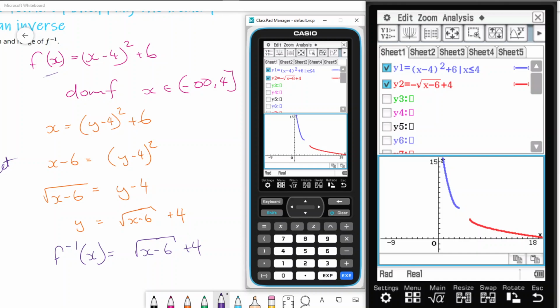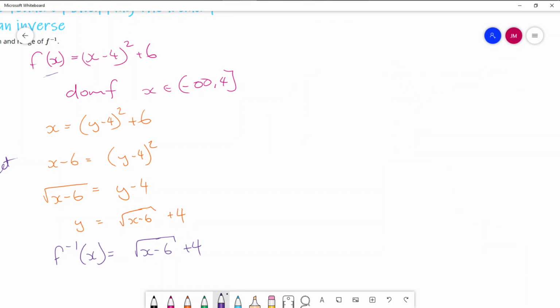Now, we know with the original function we had a domain that x was less than 4. If we're swapping the x and y's to find the inverse, then the domain of f, which denotes all the possible x values, will become the range of the inverse, which is all the y values. And likewise, the range of the original function will become the domain of the inverse.